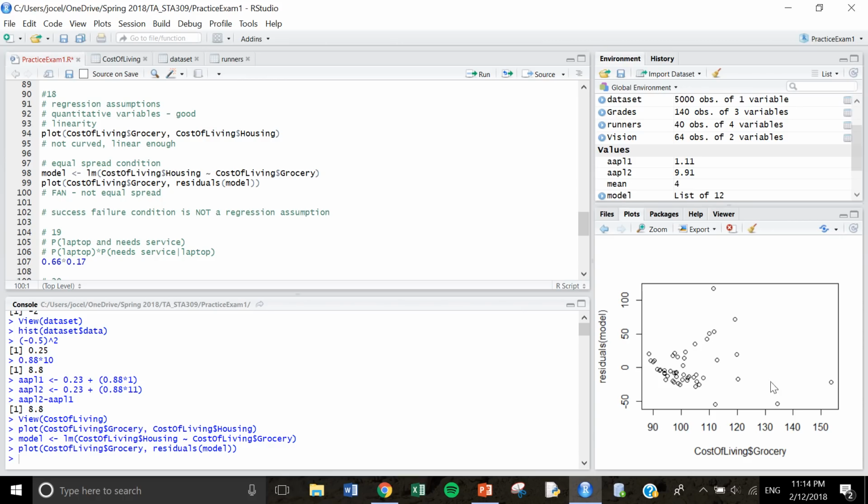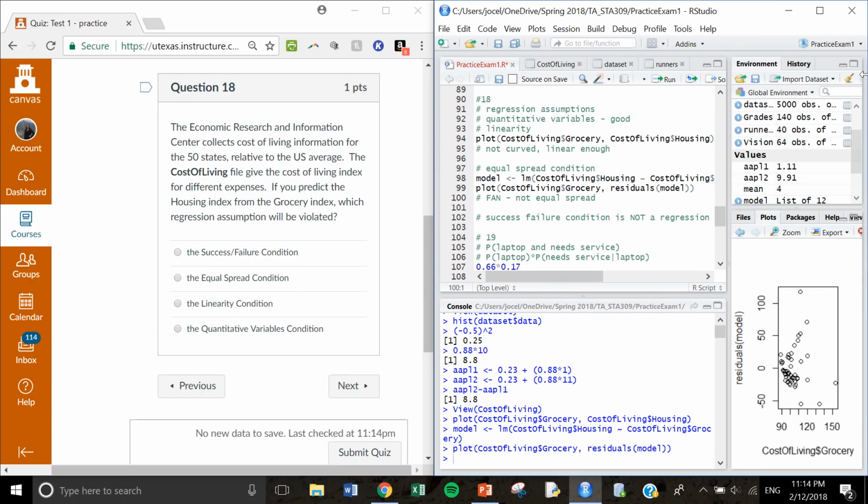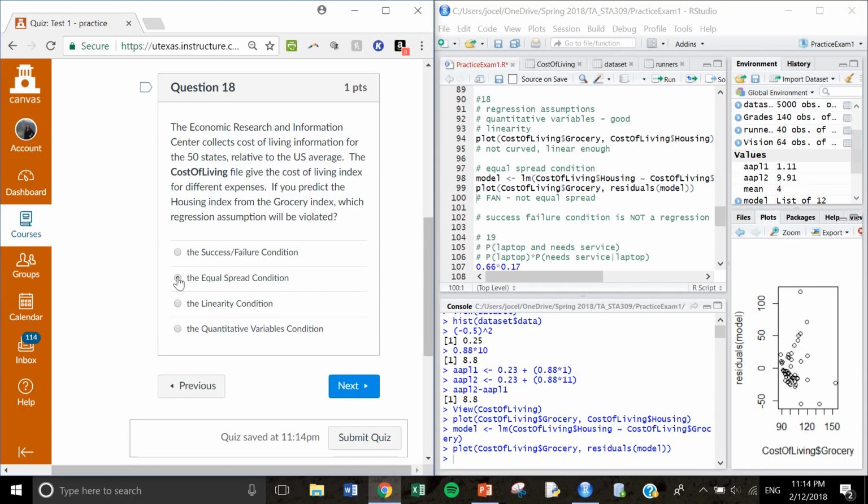So basically what this means, as I'm fitting a model to this data, it's not as good at predicting the higher grocery numbers. It's worse at predicting them. So this fan basically shows that this regression model isn't good because this data fans out. And then the success-failure condition is not a regression assumption. So don't even worry about that. That's for binomial. Equal spread is violated because of this x values versus residuals looking like a fan.